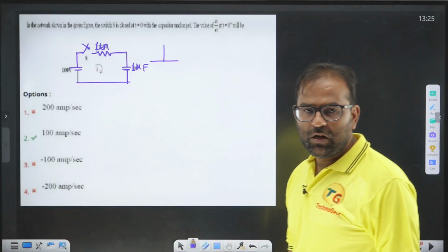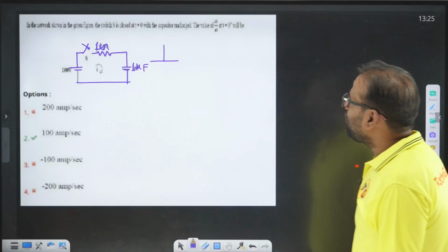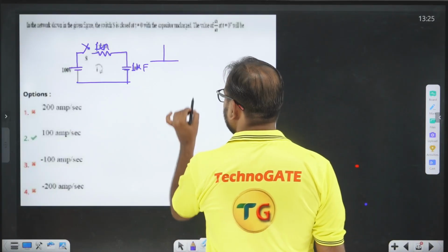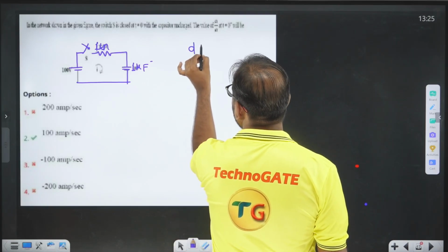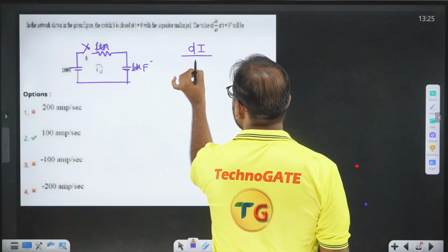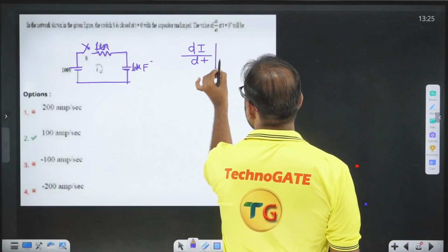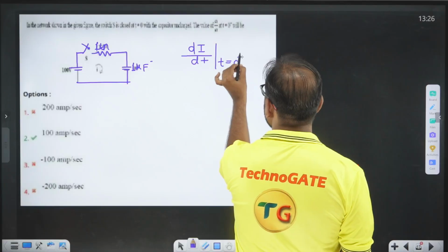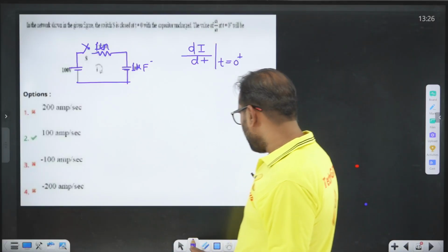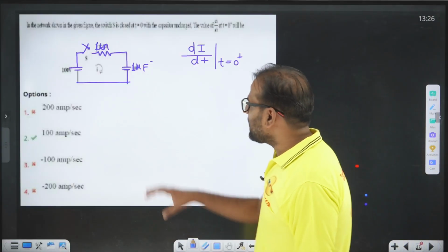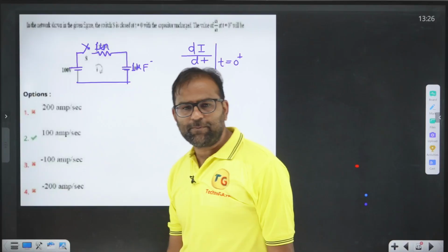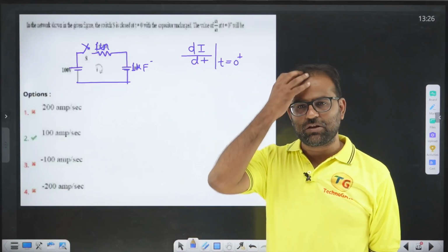This is your circuit. What they are asking is: what is the value of di divided by dt at t equal to 0 plus? Okay, how to calculate this? Can you tell me what is the energy storing element we are having? We are having a capacitor as the energy storing element.